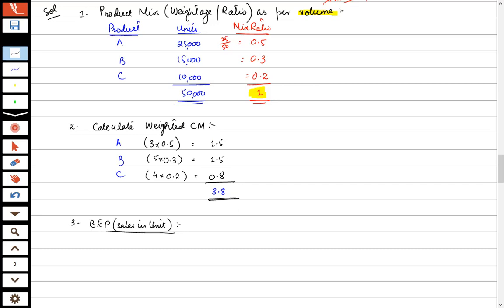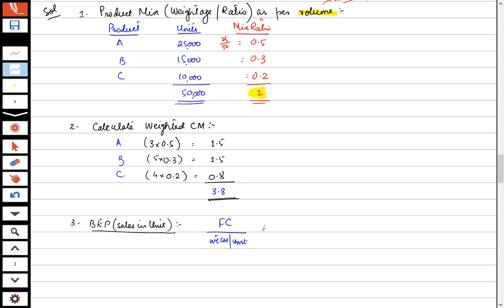CM ratio or CM per unit. If we divide by CM ratio, then we will get the break even in amount. And if we divide it by CM per unit, then we will get the break even units. So here the concept is the same, but for break even point sales units for the product mix, for more than one product, we will divide fixed cost by the weighted CM per unit. The only difference is that.